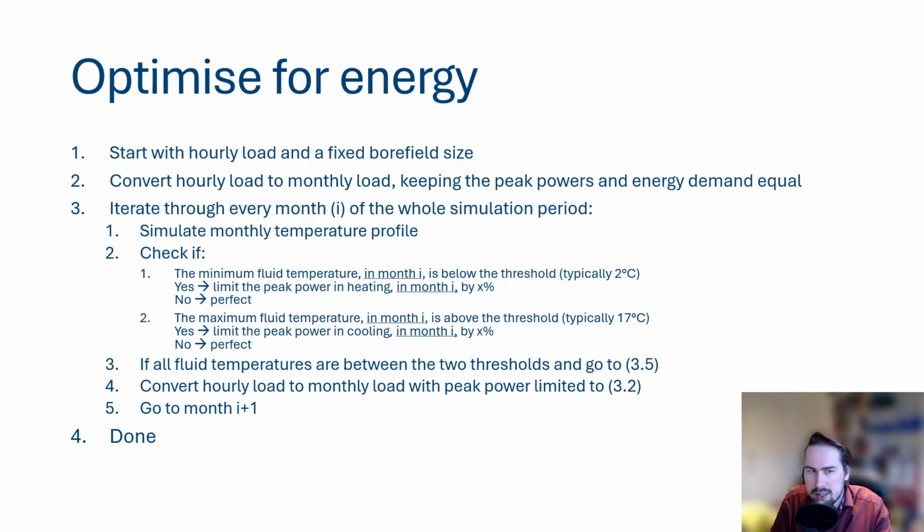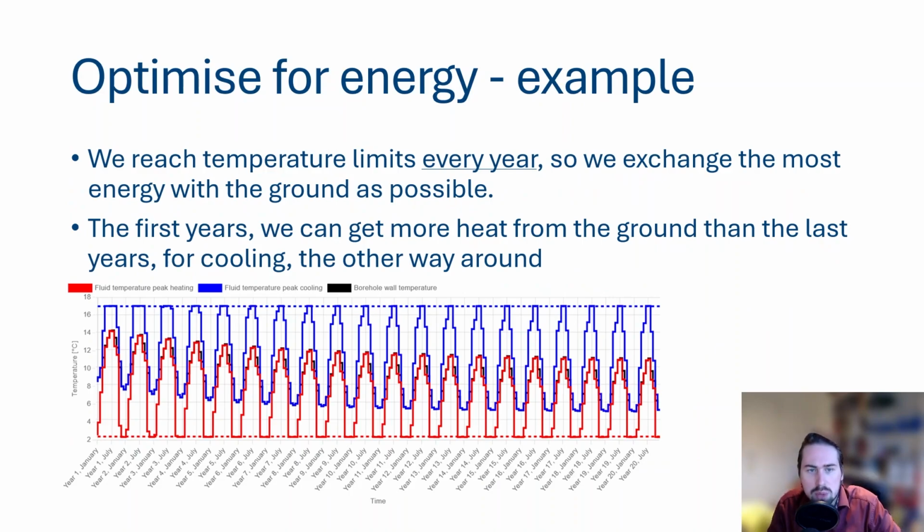So what you can say basically is that the optimization we do for the power, we now do for every individual month within the simulation period. And if we do so, we end up with this temperature profile, for example, where we reach the temperature limits in every year. So we exchange the most heat with the underground as possible. And we know that if we do so, in the first years we can get less cooling than in the later years, and for heating it's the other way around.